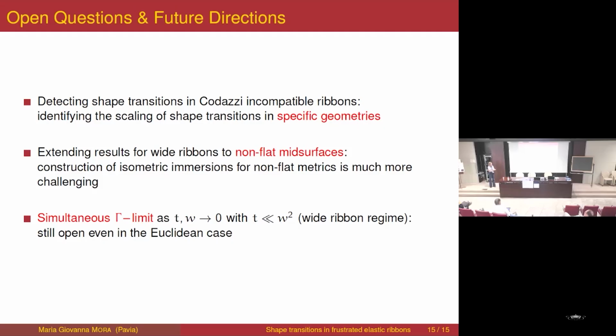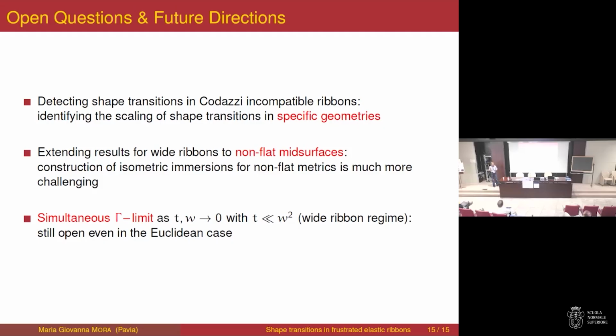And finally, in the wide ribbon regime, we are only able to compute two consecutive gamma limits. It would be, of course, very interesting to compute a simultaneous gamma limit, as both T and W go to 0, but in this range. This is a very challenging problem that is actually still open even in the Euclidean case. You can forget about geometric incompatibility and just try to compute the gamma limit in the Euclidean case in this regime.